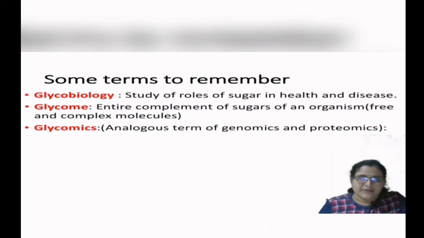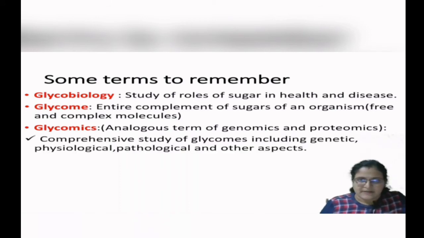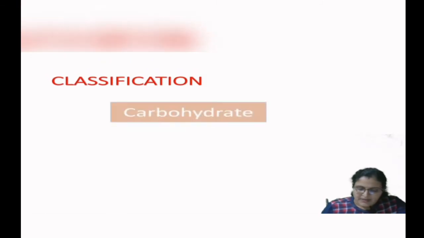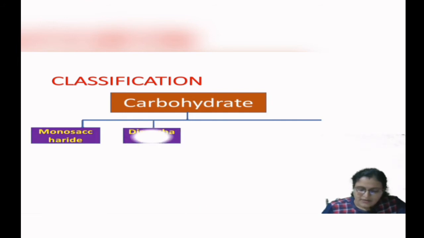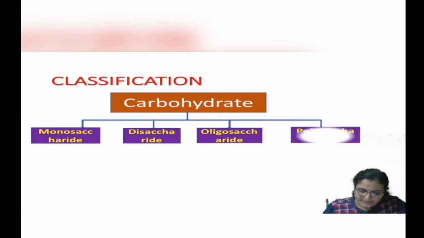Similarly, glycomics is an analogous term of genomics and proteomics. It is a comprehensive study of glycomes including genetic, physiological, pathological and other aspects. Then coming to the classification of carbohydrate. Carbohydrates are broadly classified into 4 types: monosaccharide, disaccharide, oligosaccharide and polysaccharide.